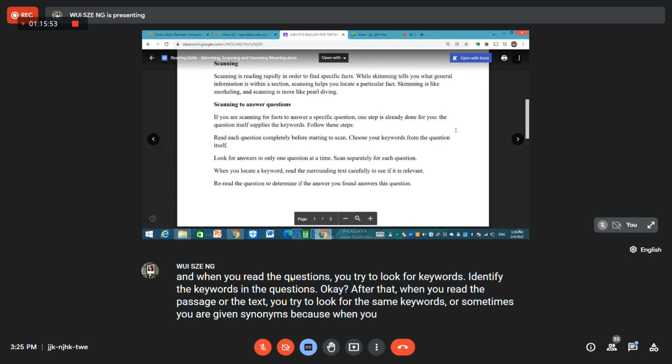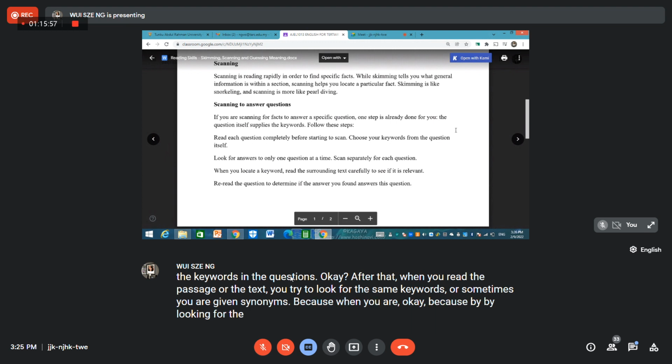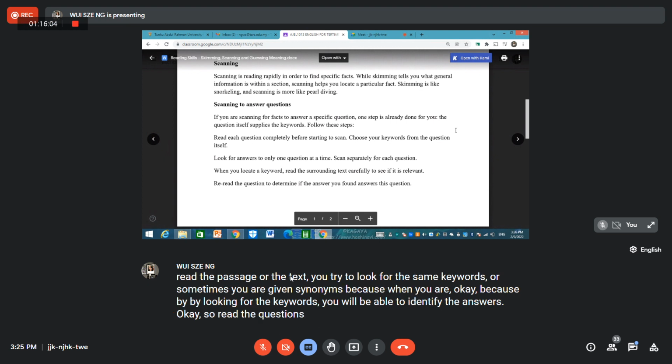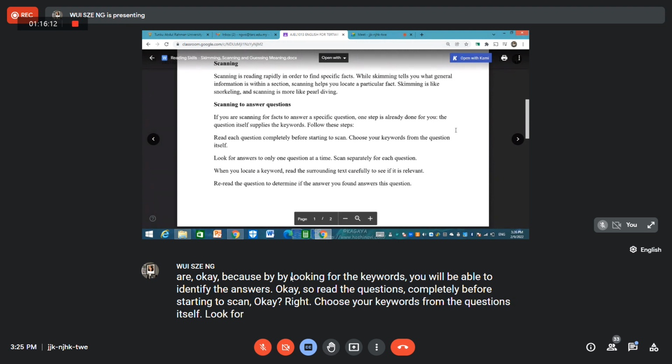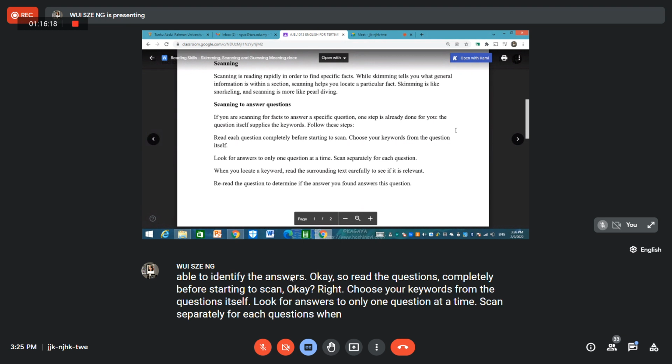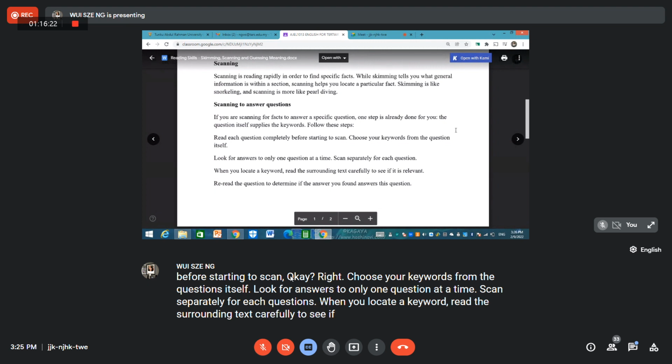By looking for the keywords, you will be able to identify the answers. So read the questions completely before starting to scan. Choose your keywords from the questions itself. Look for answers to only one question at a time. Scan separately for each question. When you locate a keyword, read the surrounding text carefully to see if it is relevant.